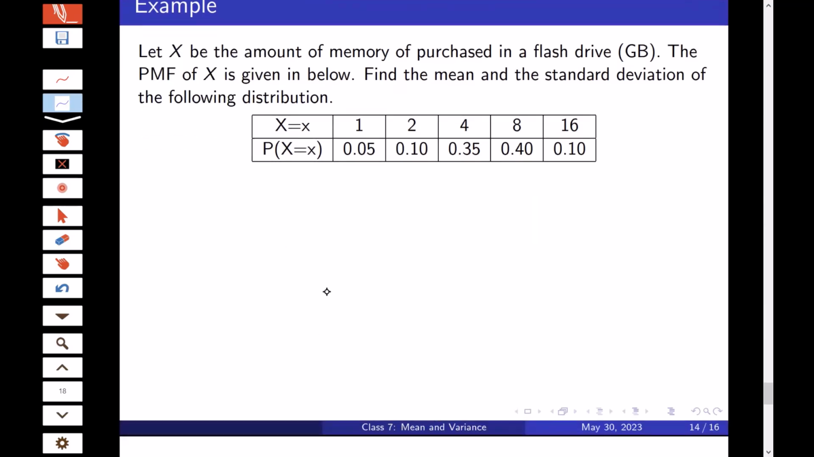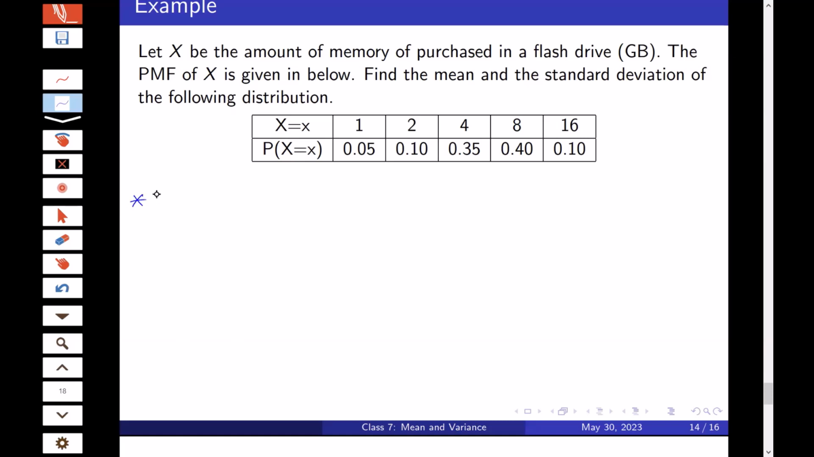Okay, so let X be the amount of memory of purchase in a flash drive in gigabytes. The probability mass function of X is given below. Find the mean and the standard deviation of the following distribution. Okay, so we are asked to find the expectation and variance of the distribution.